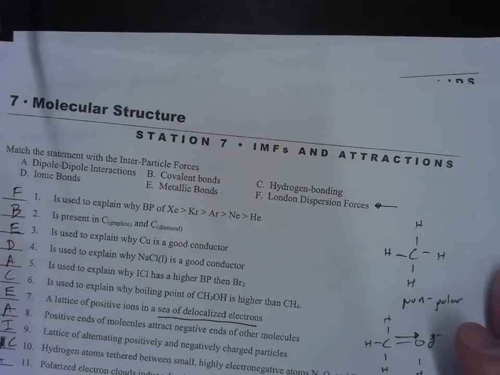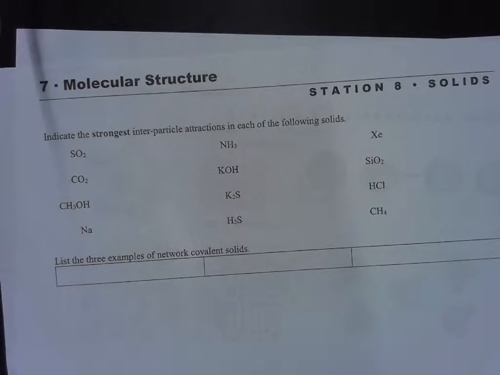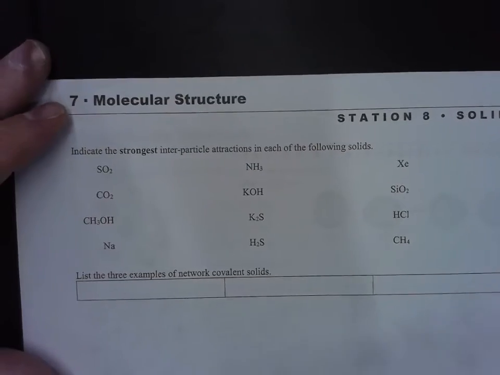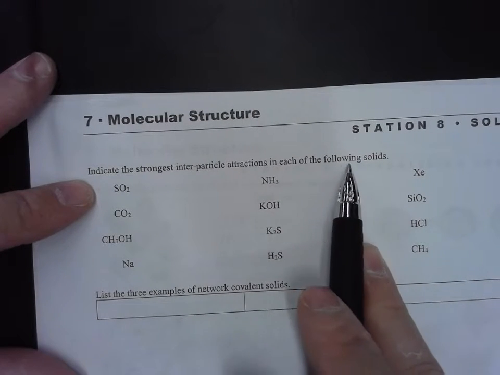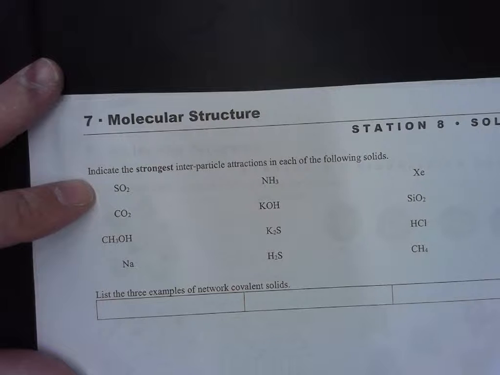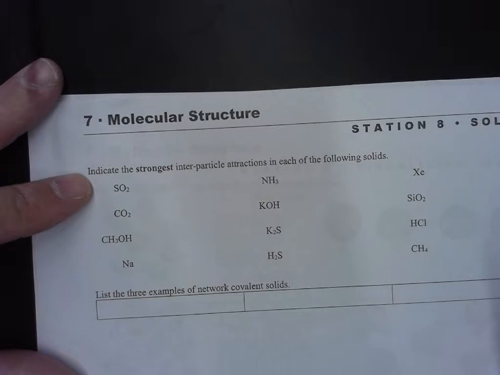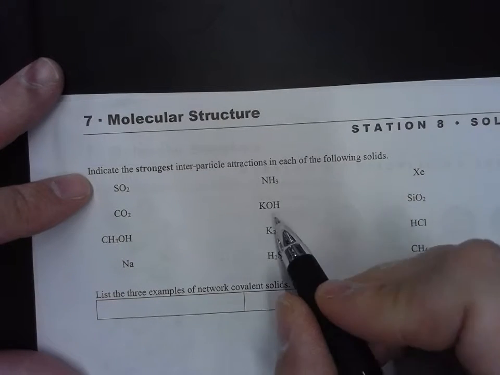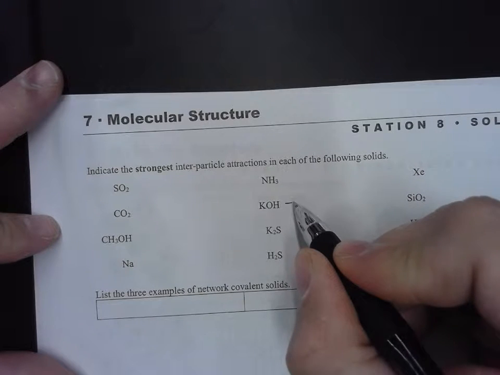Okay, let's go on to the next one. Oh, I don't know if I'm going to have enough time to do all these. Indicate the strongest interparticle attractions in each of the following solids. Here's what you have to do first. Identify if it is a metal. Identify if it's ionic. Because if it's ionic, we know that it's going to be ionic bonds.